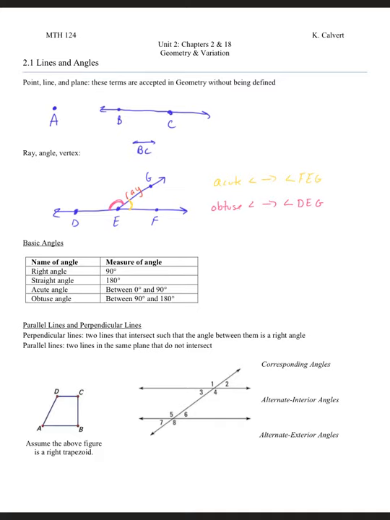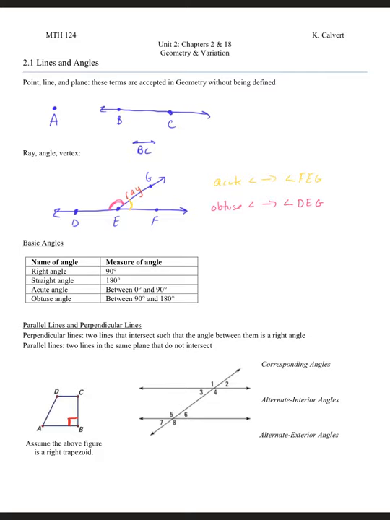The next thing we're going to be talking about is perpendicular and parallel lines. Well, perpendicular lines are 2 lines that intersect such that the angle between them is a right angle. So what I can do is go into the lower corner of this trapezoid right here and draw this symbol, which notes that that is going to be a right angle, meaning that segment AB and segment CB make a 90-degree angle.